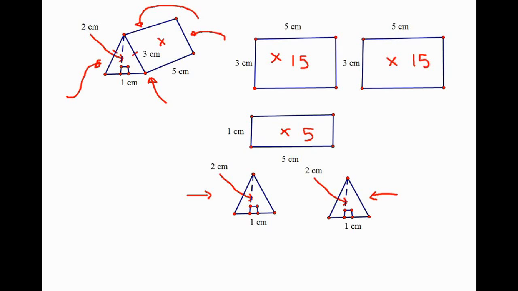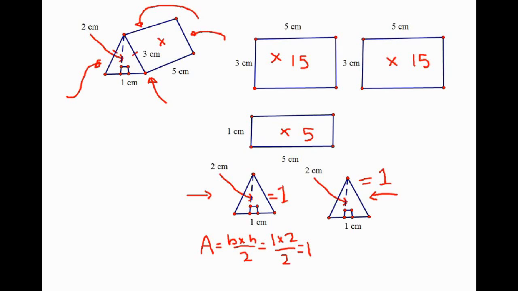Now, with area of a triangle, just as a reminder, to calculate the area of a triangle, it's base times height divided by 2. So if we're going to substitute our values in there, the base is 1, the height is 2, so we get 1 times 2 divided by 2, which of course is 1. So the area of this triangle here is 1 centimeter squared, and this triangle is the same, so it will also have an area of 1 centimeter squared.